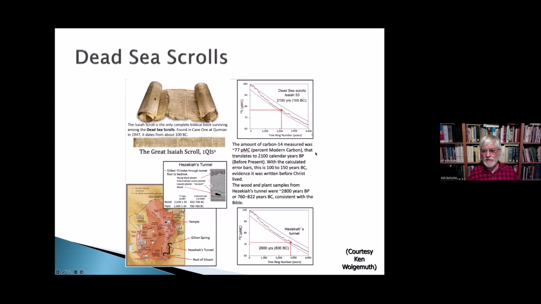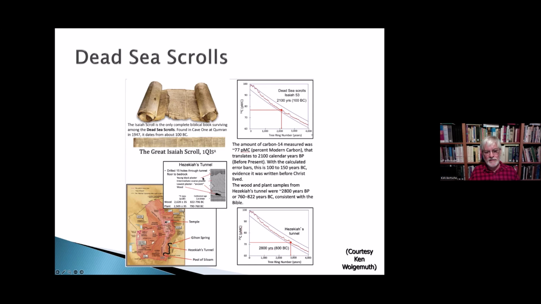So this is another slide courtesy of Ken Wolgamuth. The Isaiah scroll: there's a complete book of Isaiah in the Dead Sea Scrolls, and that dates from about 100 BC. If you look at the radiocarbon dates on that, it's clear that it was written before Christ, and the copy that's in cave one at Qumran is written before Christ. And you've got these remarkable predictions of Jesus there in Isaiah 53.